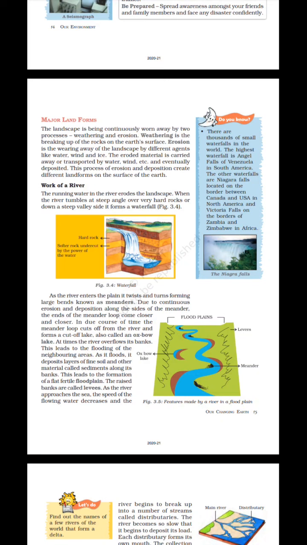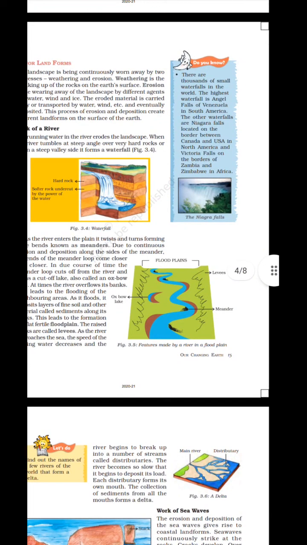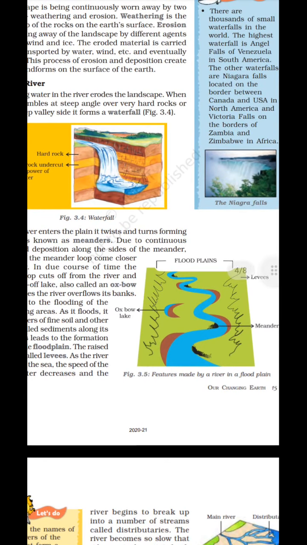As the river approaches the sea, the speed of the flowing water decreases and the river begins to break up into a number of streams called distributaries. The river becomes so slow that it begins to deposit its load. Each distributary forms its own mouth. The collection of sediments from all the mouths forms a delta. Take a look at figure 3.5, features made by a river in a floodplain. Floodplains, levees, meanders, oxbow lake.